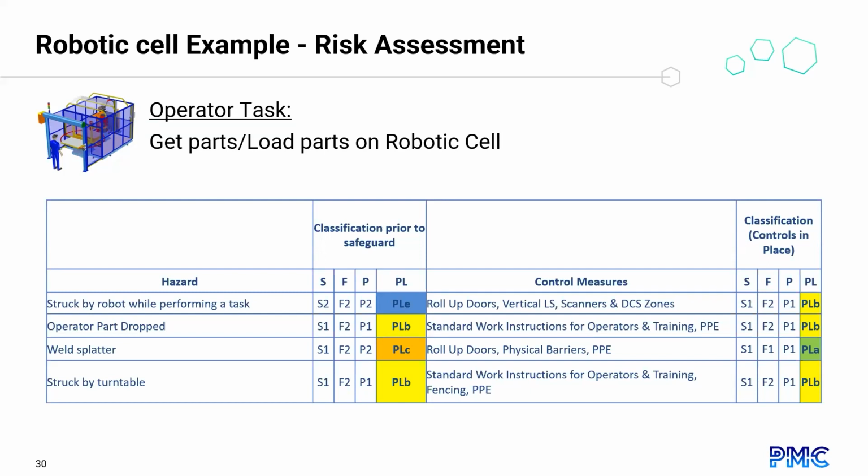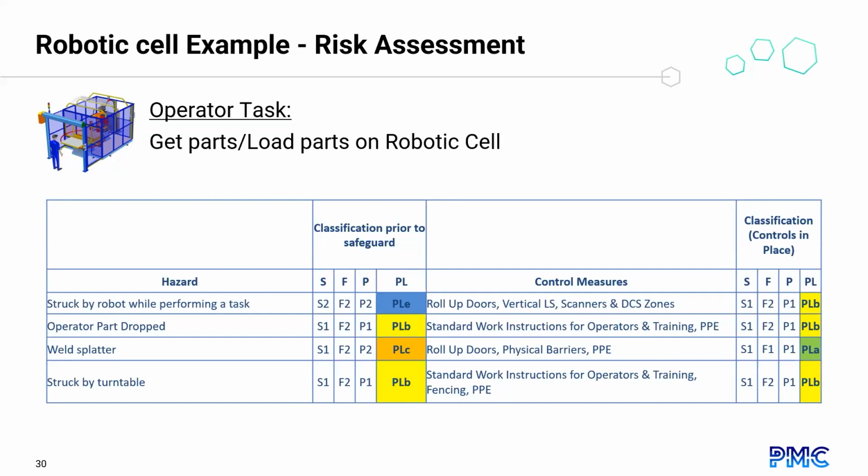In the second line, we have the hazard of the operator dropping the part when loading it at the workstation, or even when the operator is picking the part from a rack and walking to the station, for example. So here we have the severity grade S1, that can cause a slight injury, or the operator can cut himself. The frequency is F2 because the operator is constantly, every minute, loading the station and picking up parts. And the possibility of avoiding is P1 because that's something that the operator himself manages to avoid.